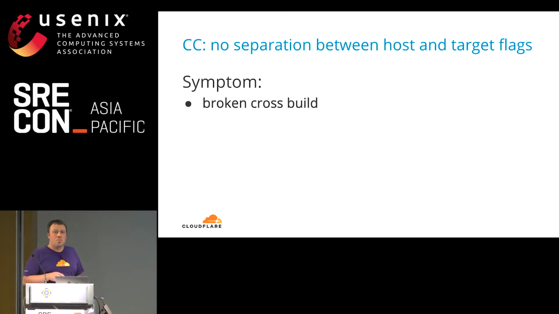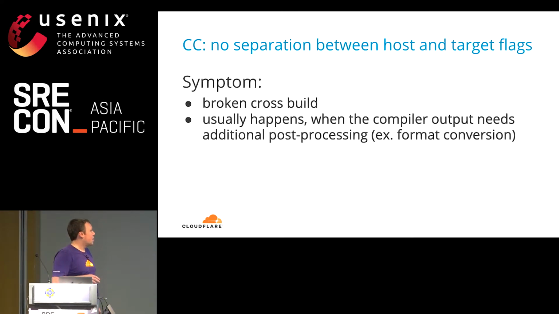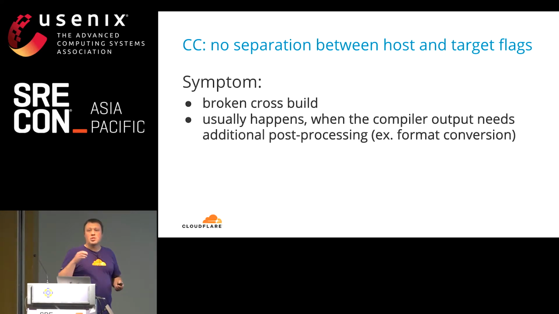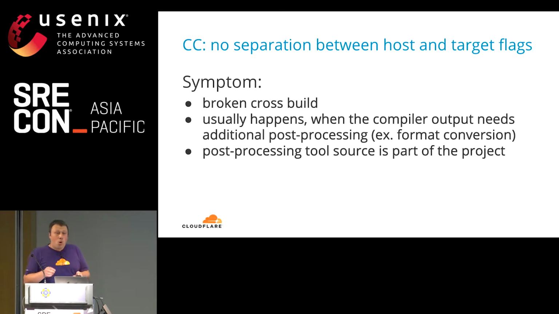The second potential pitfall we encountered is only cross-compiling is broken. So native compiling for x86 works, native compiling for ARM works, but when you try to cross-compile in the CI, it fails, right? And it usually happens when the compiler output is not enough to produce the final artifact. You have a post-processing tool which converts the compiler output to a different format. And this post-processing tool is also included as part of the package in source form.